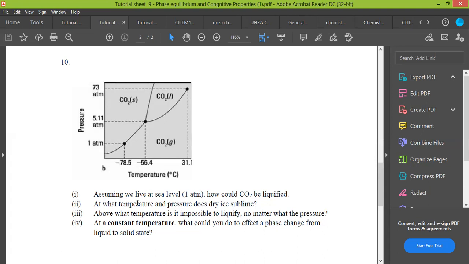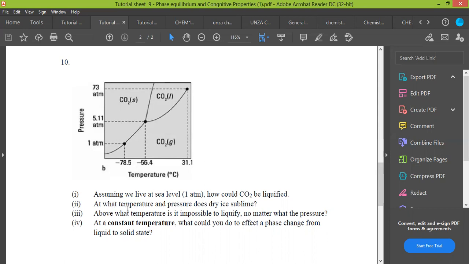Now they are saying, assuming we live at sea level, where the pressure is 1 atmosphere, how could carbon dioxide be liquefied? If you live here, at the pressure of 1 atmosphere, how will carbon dioxide be changed from this to a liquid? How will you get to that phase? 1 atmosphere is here.